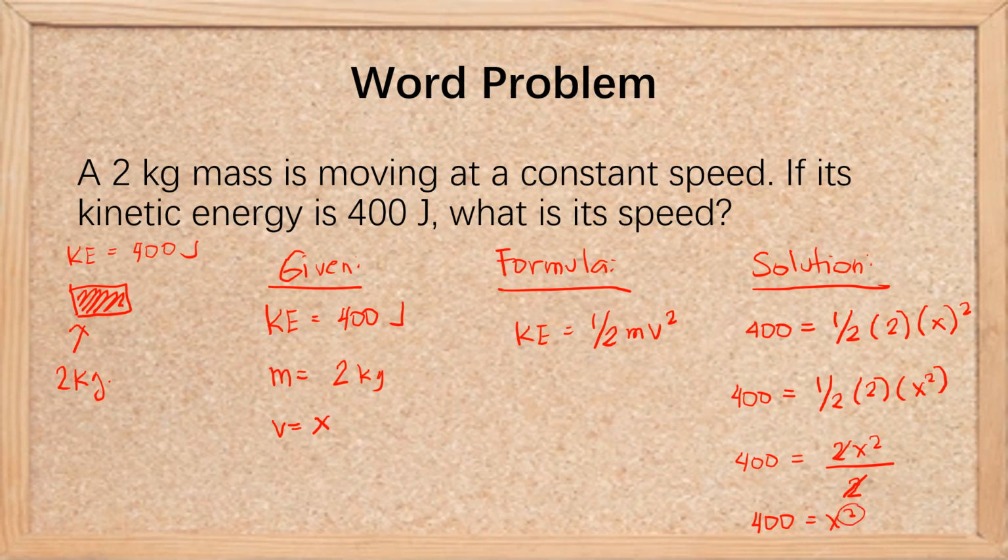Take note that this is squared, so we'll get the square root. So let's just move to this side. So square root of 400 is x. So therefore, the value of our x is 20. 20 what? Because this is speed, this will be 20 meters per second. So therefore, this object, which is 2 kilograms, is moving at a speed of 20 meters per second.